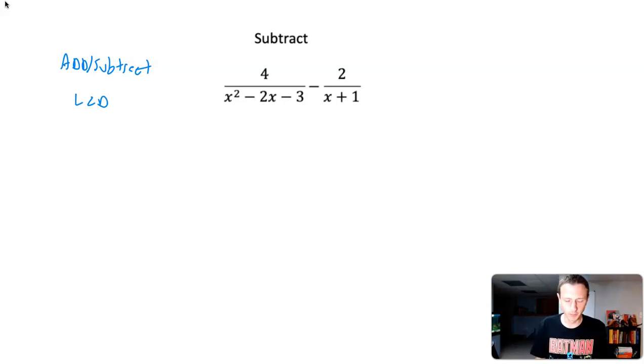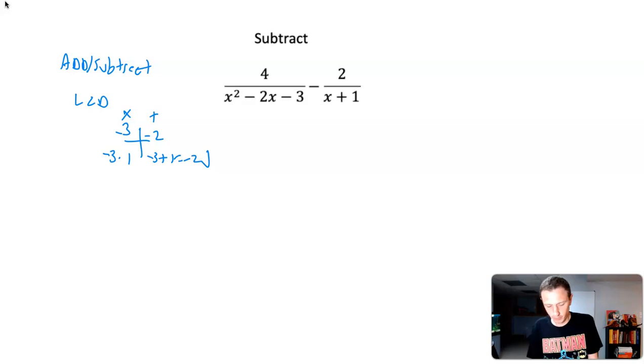What we're looking for is two numbers that multiply to -3 and add up to -2. So you just have to play around with combinations of numbers. I think -3 times 1 might work. Let's see. -3 times 1 is -3. -3 plus 1 is -2. Checks out. So we're going to rewrite this as 4 over x minus 3 times x plus 1. And then minus 2 over x plus 1 we don't have to touch. It's fine as it is.